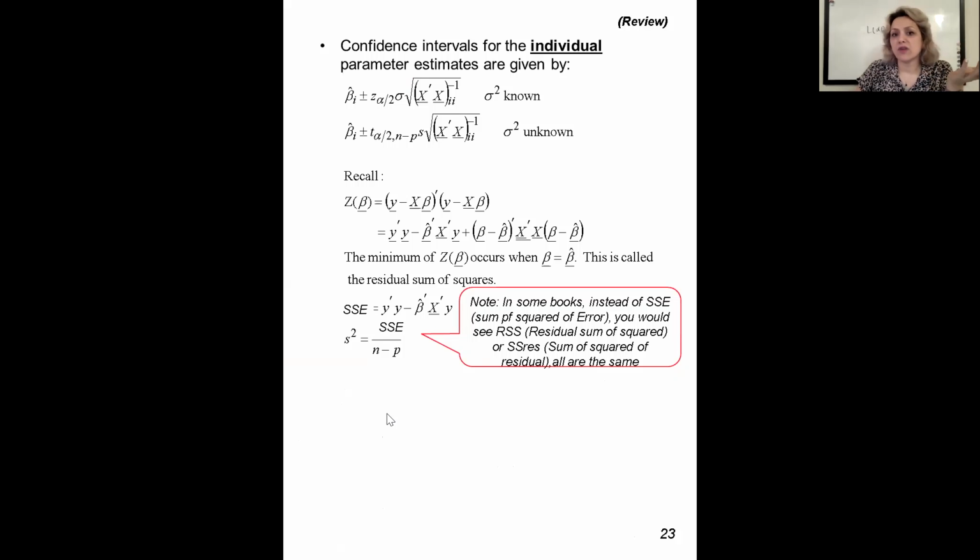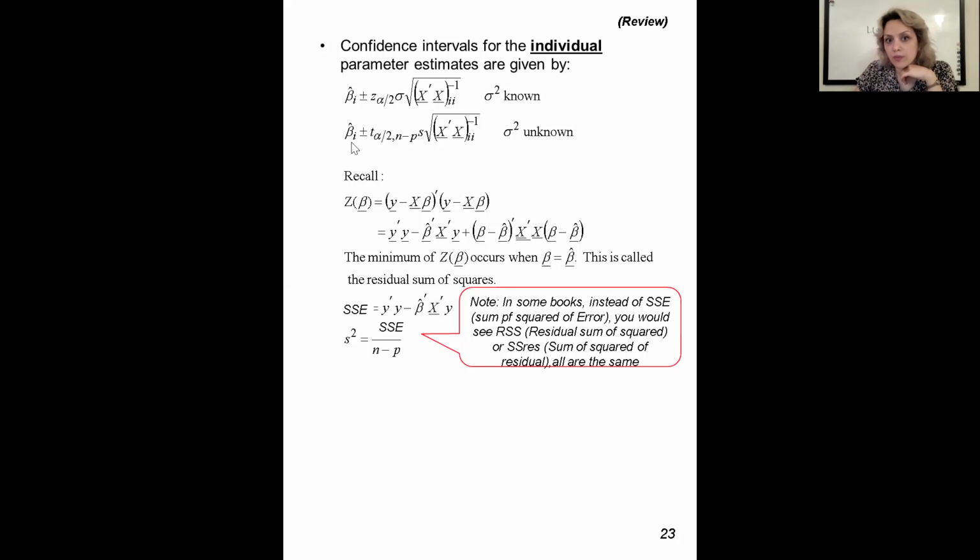Here is the confidence interval. These are the equations that we have, and it's a review again. For the confidence interval for the individual parameter estimate, it's beta 1 plus minus. If your sigma squared is known, it's case 1. You would treat it with case 1. It rarely happens. You would work with the z table, and then you would have your standard error. Look at here, the standard error is sigma times the square root of the X prime X inverse entry, the whole thing that you see here. This is going to come from that matrix, right?